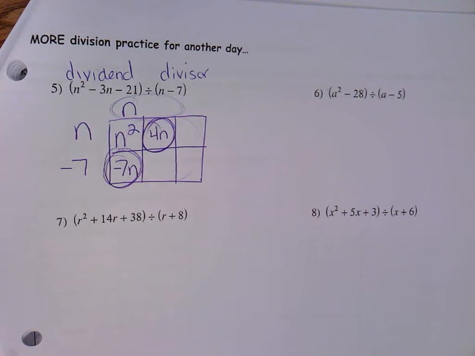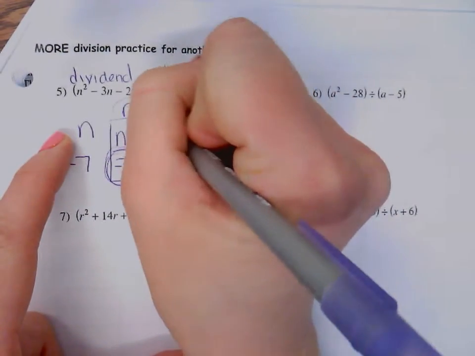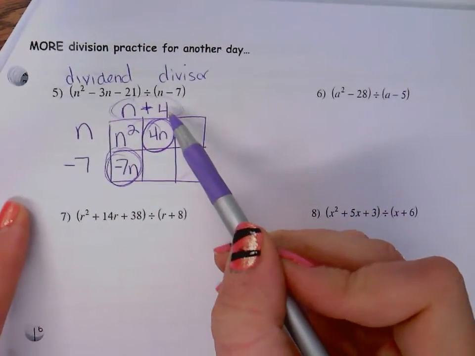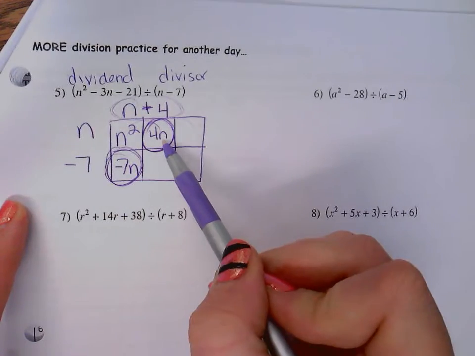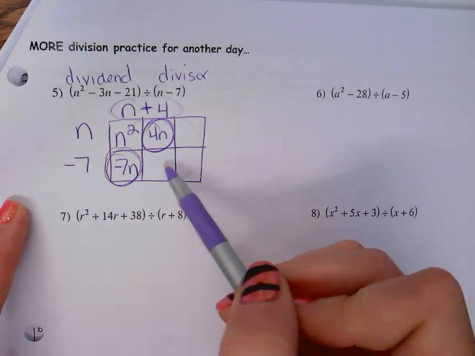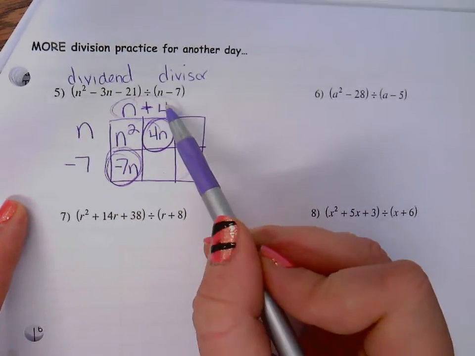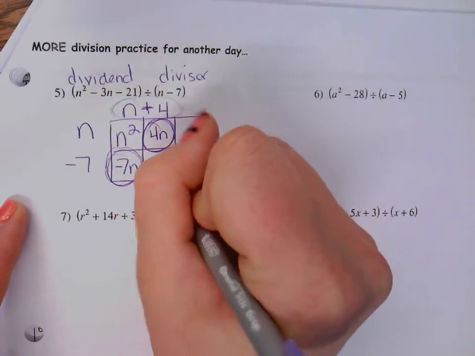Now I can do the outside of the box again. So you're kind of alternating inside of the box, outside of the box. So you're going to put plus 4 up at the top because 4 times n gives you 4n. And then you're going to do the bottom multiplication. So 4 times -7 is -28.